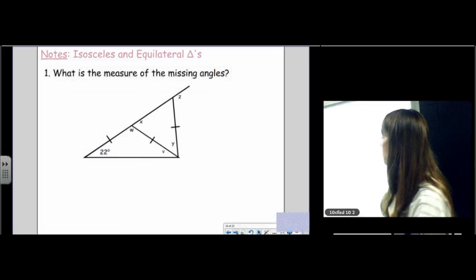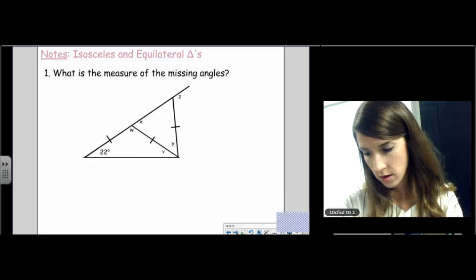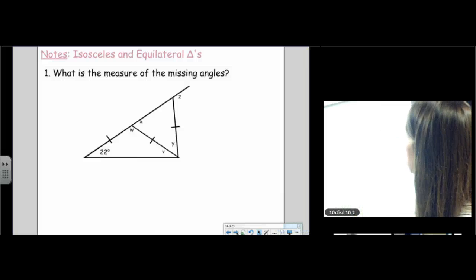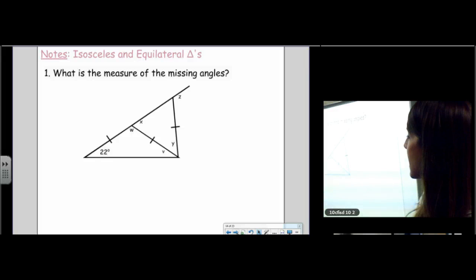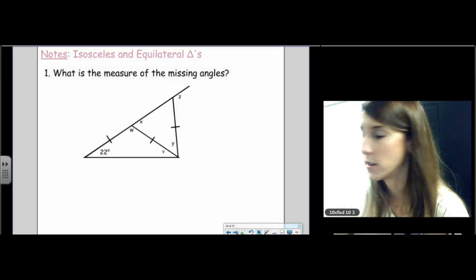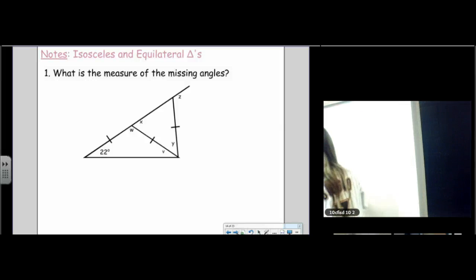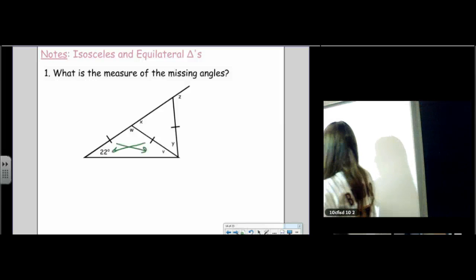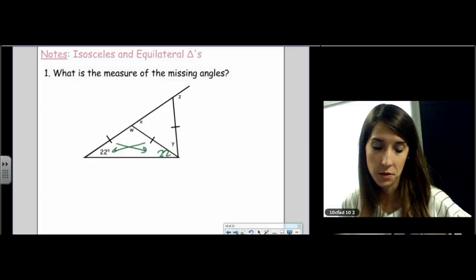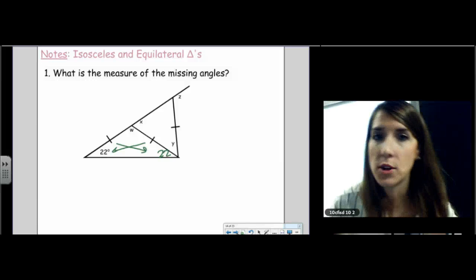All right, now we get into where we're solving some problems, and then we will go over this review and take our quiz. So the key here is to look at the angles across from the tick marks. Look at the angles across from the tick marks. So 22, 22, because those are the base angles. Now we can add those up and subtract from 180.